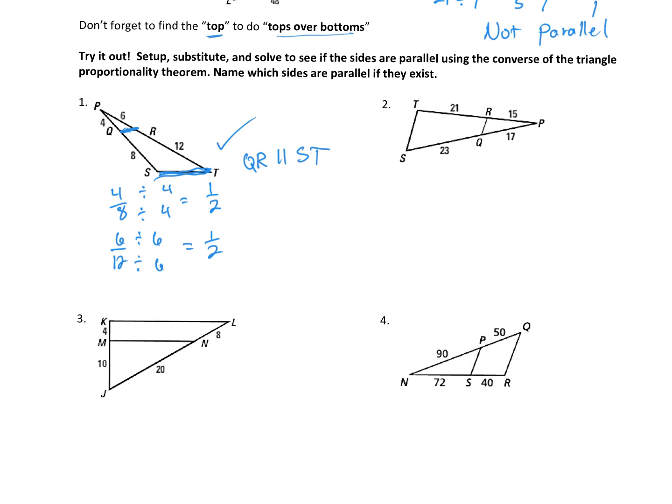Let's try the next one, tops over bottoms. So 15 over 21, we'll divide those by 3. This gives me 5 over 7. The other one, we got 17 over 23. We cannot simplify. Both are prime numbers. 17 over 23 does not simplify anymore. And these are not equal. So no, this is not parallel at all.